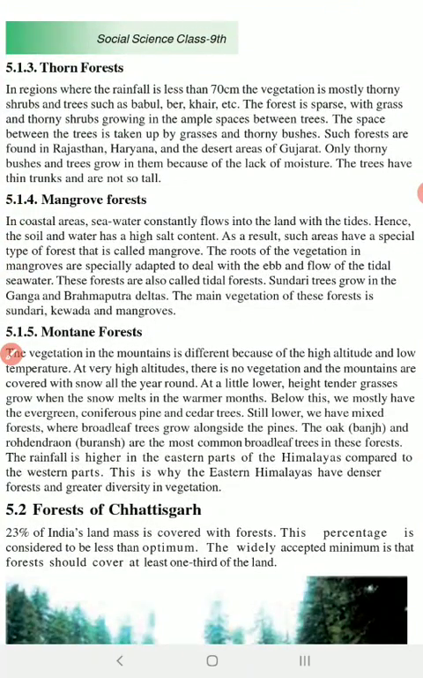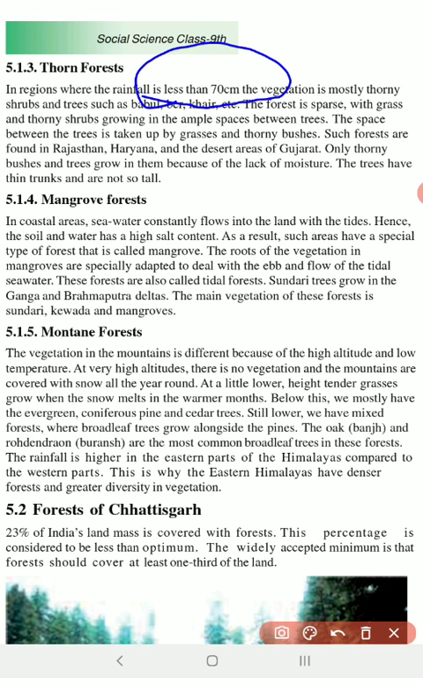Now with that we come to the third type of forest based on vegetation, the thorn forest. The name itself suggests that this forest is full of shrubs and thorny bushes. Why? Because we have very little rain here. The rain is less than 70 centimeters per year, so the monsoon does not bring much rain.